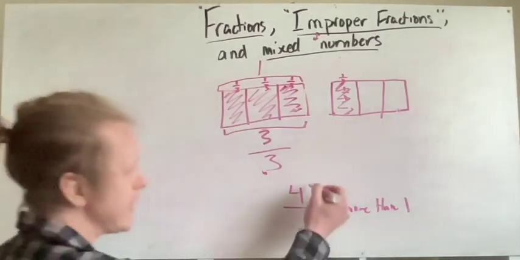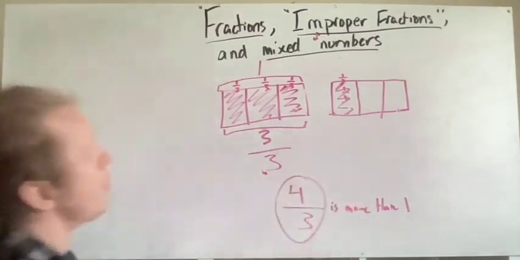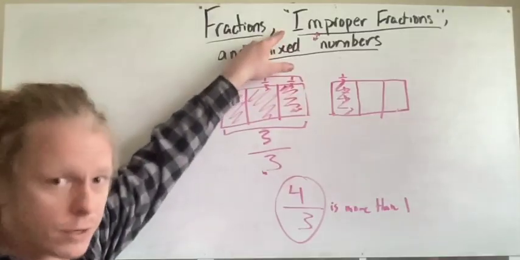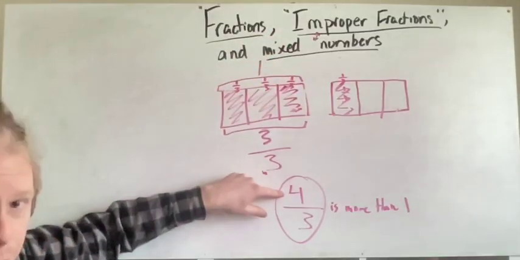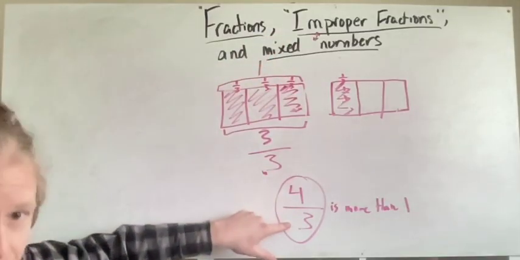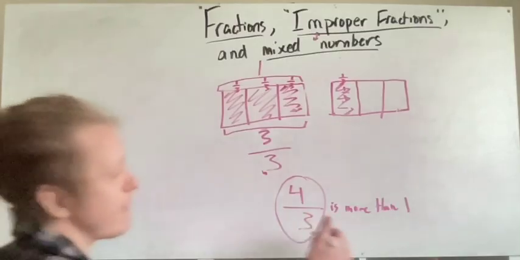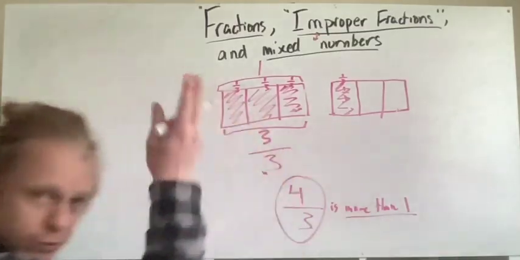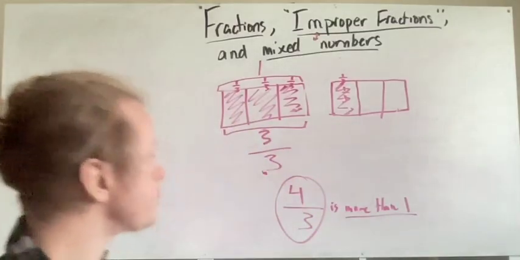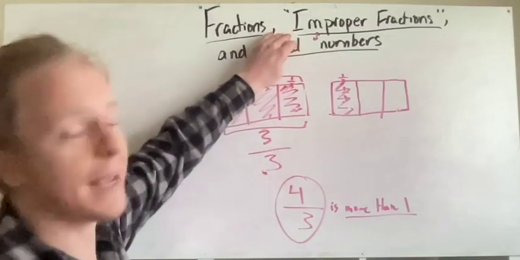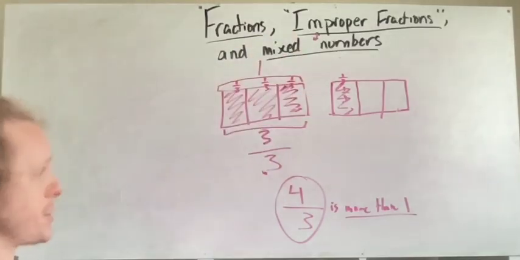So this is what we call an improper fraction. When the numerator, the number on top, is larger than the denominator, that means the fraction is going to have a value that's greater than, more than 1. And we call those fractions improper fractions.